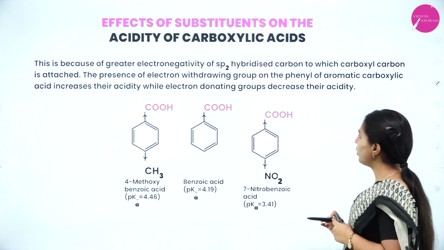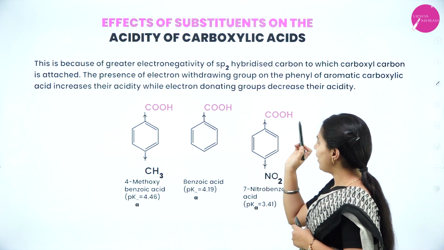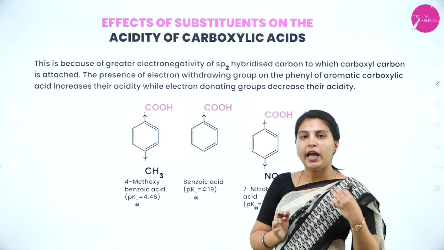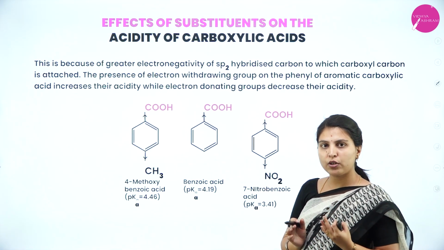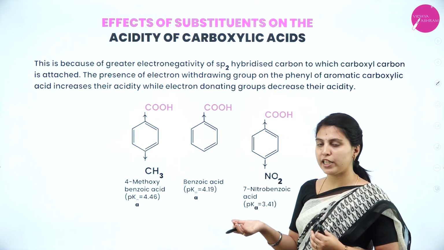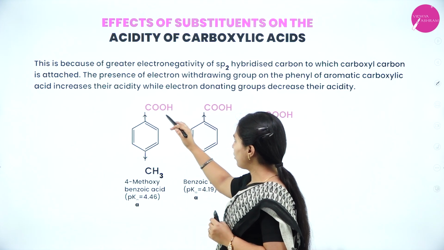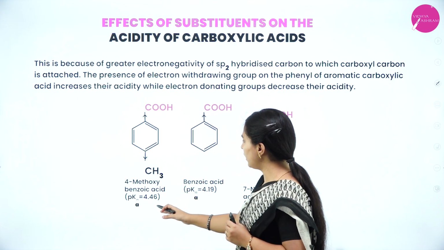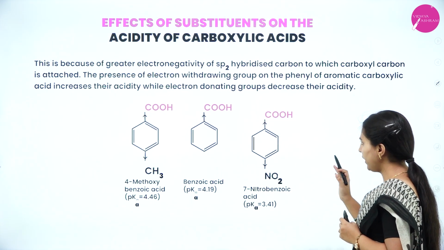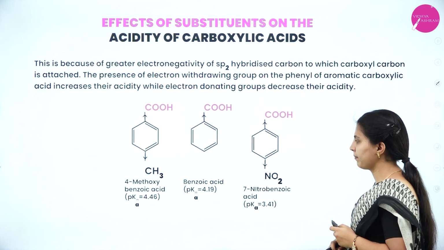The presence of an electron withdrawing group on the phenyl ring of an aromatic carboxylic acid increases its acidity, while an electron donating group decreases the acidity. We know that if the carboxylic acid has an electron withdrawing group, the acidity increases. If it has an electron donating group attached to it, it decreases the acidity. So for methoxy here, the pKa value is 4.46. Nitro is a withdrawing group, that's why it has a lower pKa value.